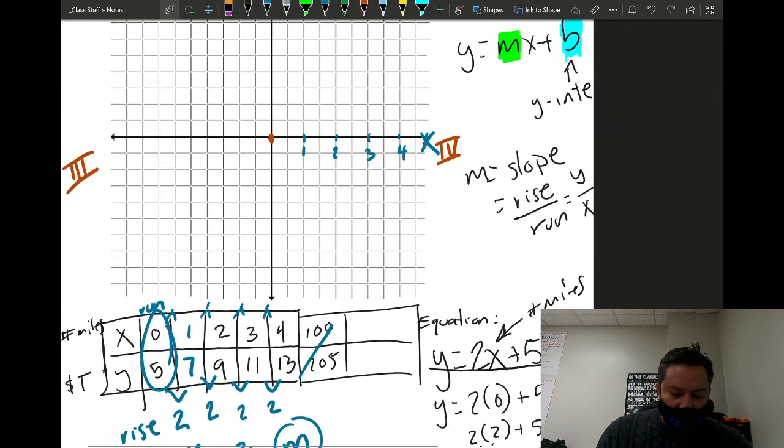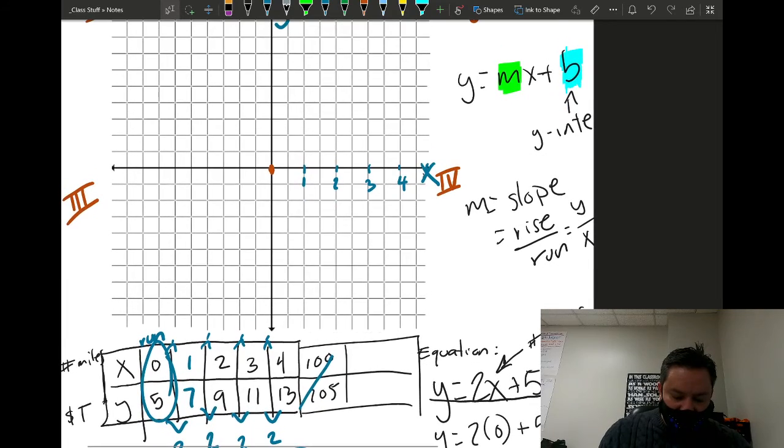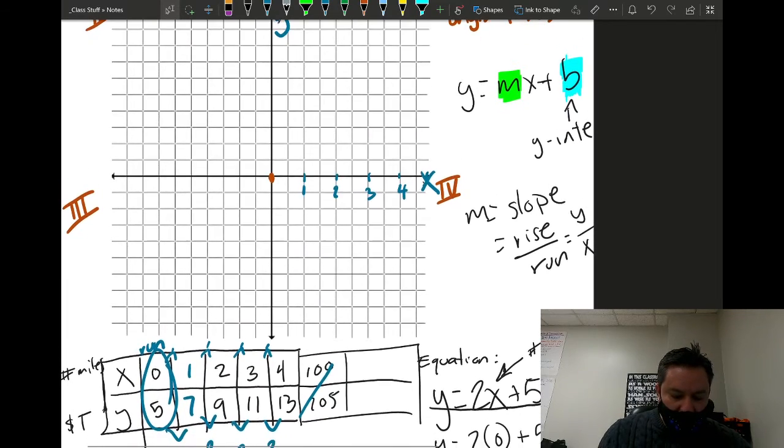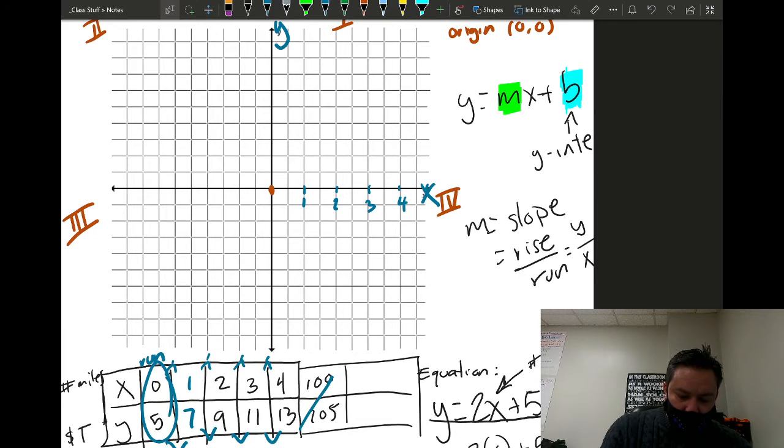Now for up, this is my x-axis, 1 through 4. My y-axis, I'm gonna start at 5. Now I'm gonna do 7. I'm gonna do 9. I'm gonna do 11. I'm gonna do 13. Now notice, between these two, I changed by 2.